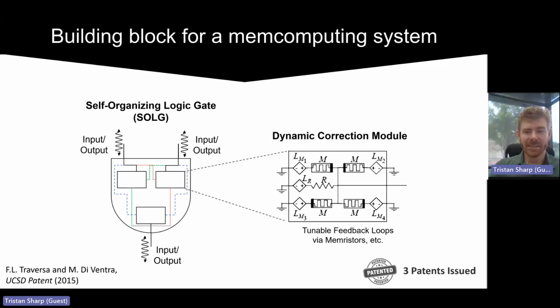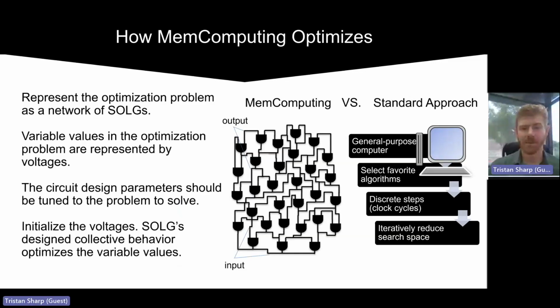Now, internally at each lead is a dynamic correction module, and its purpose is to interact with other logic gates to create specific dynamics in a circuit of these gates. They're designed in a very specialized way. And furthermore, some of the components can be tuned. So that's just the one slide description of these components.